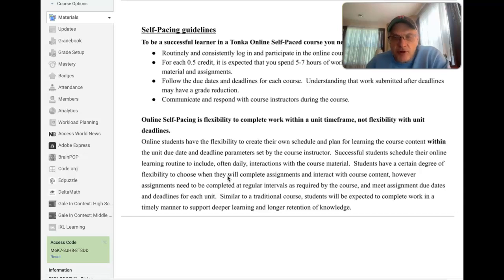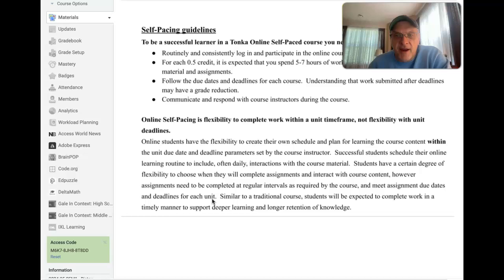Because it's an online course, it's very easy, especially if you're new to online, and many of you may not be new to online, to fall into the mindset that, oh, it's online, I've got all the time in the world, I can do this and that whenever I want to. To a degree, that's true, right? What flexible self-pacing means is that you have the flexibility to create your own schedule, plan to learn the content within the unit due date and deadline parameters set out by me.